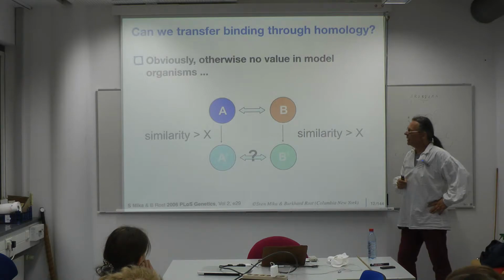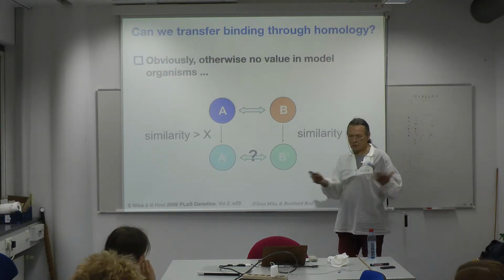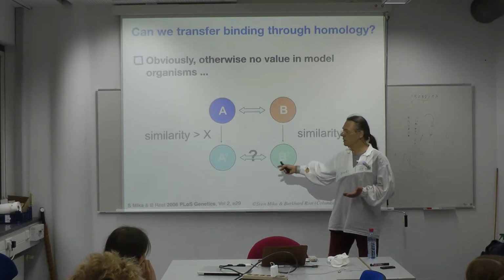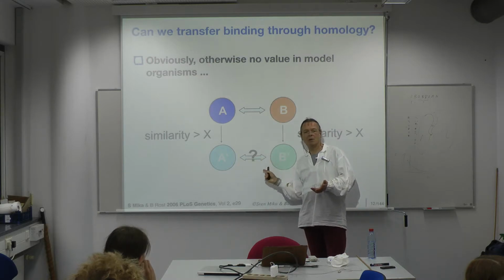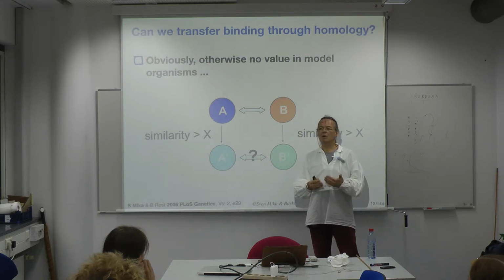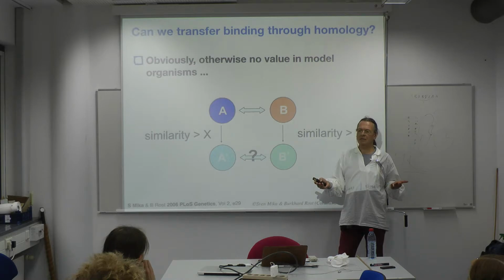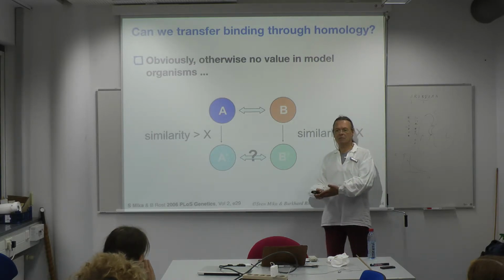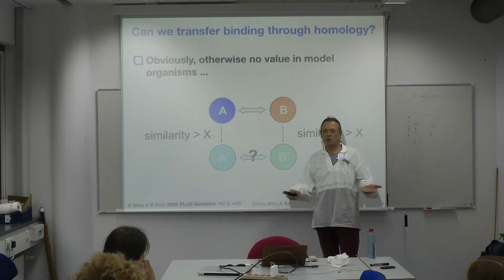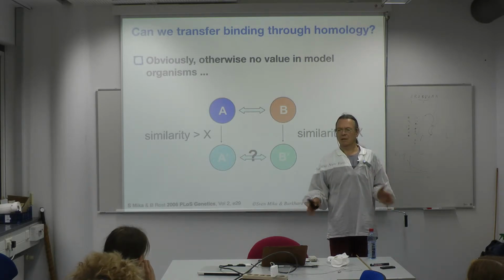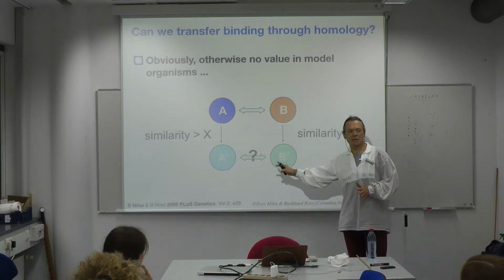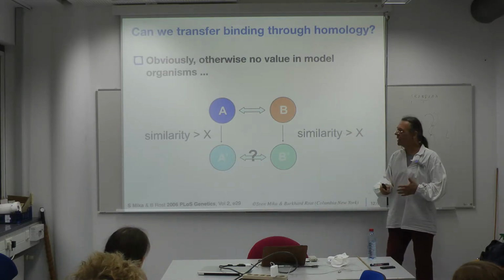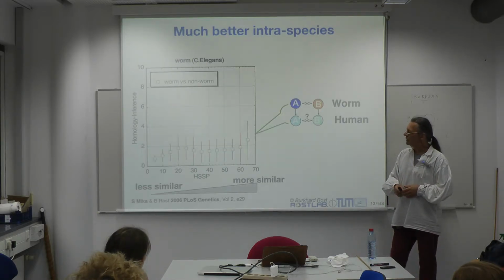Well, in some sense, we can clearly use this, because if we couldn't infer that A prime and B prime also interact, that would be the end of all model organisms, right? If the interaction is only valid in human, and the mouse interaction would be completely different, there is no point in using model organisms. We have to understand that. So clearly it has to happen, and you have to be able to do it. Okay, let's look at the results.